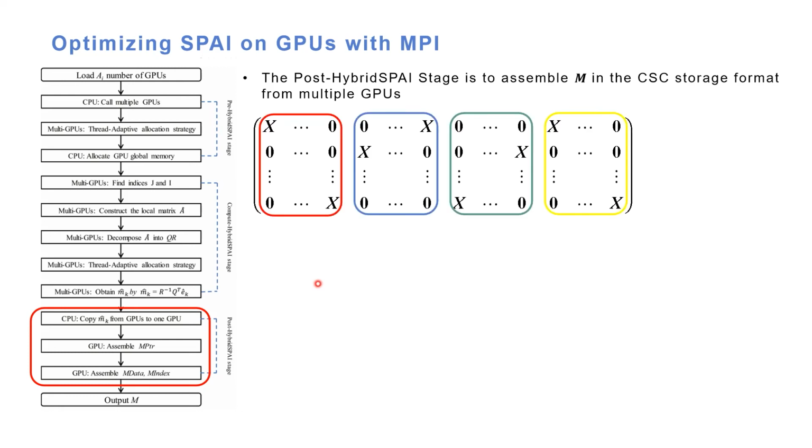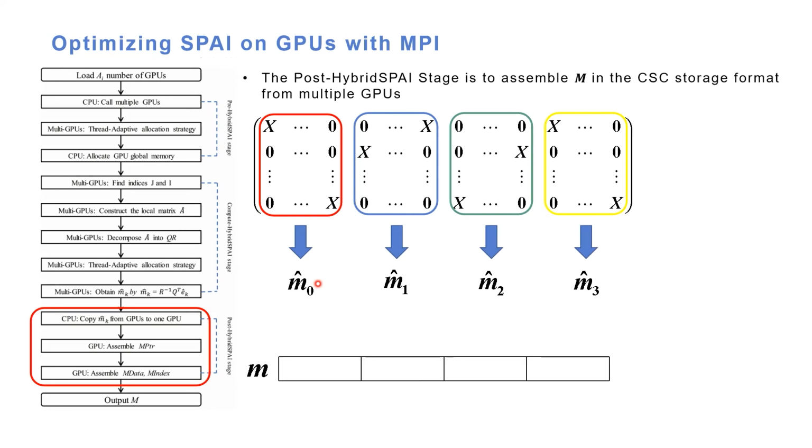Firstly, we transfer the vector M from GPU device memory back to the host memory. Secondly, we use the function MPI gatherv to integrate vector M into a one-dimensional array. The final result in array M is the non-zero elements of the matrix M, which is stored in CSC format.